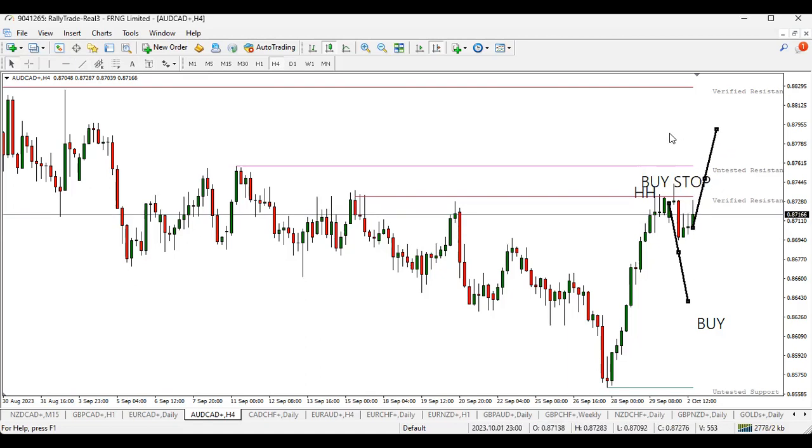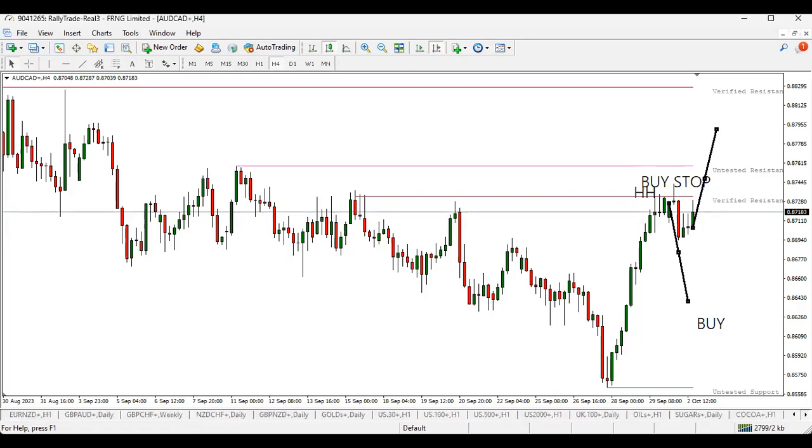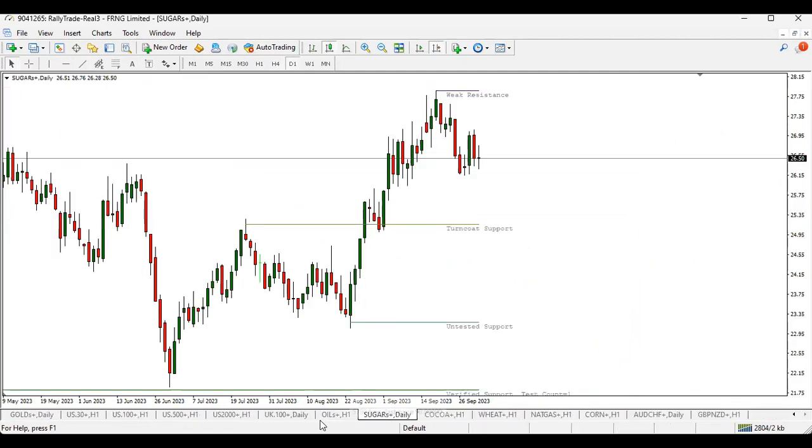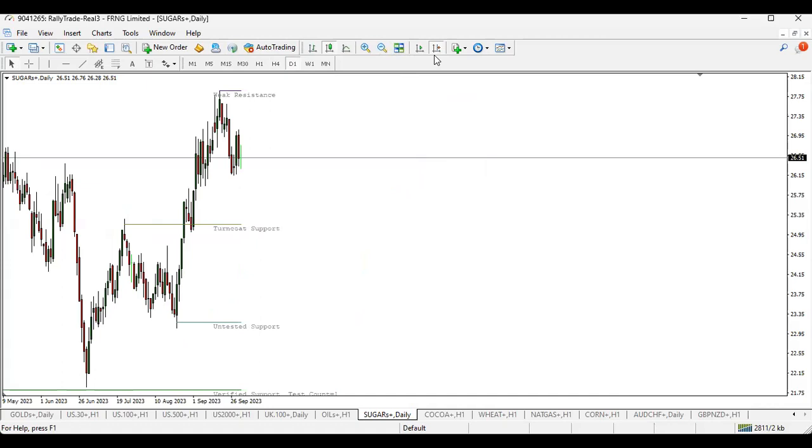Now, the reason why I really don't like this so much is that it would only allow me to risk so much. So I always like to use it anytime I am trading commodities. The commodities markets are very good markets to use this kind of thing, or even indices. So let's say I'm trading a commodity like sugar. This is the daily chart of sugar right now.